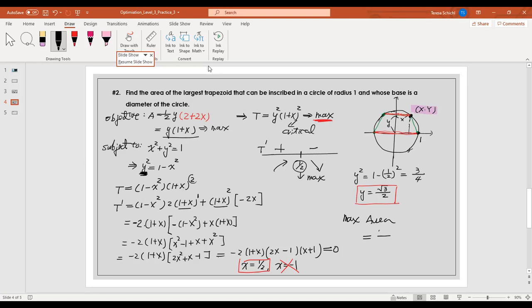So it will be y is the square root of 3 over 2 times 1 plus 1/2, right? So 1 plus 1/2, that will be square root of 3 over 2 times 3/2. So you will get 3 square root of 3 over 4. That will be the maximum value, the area you can find for this trapezoid.